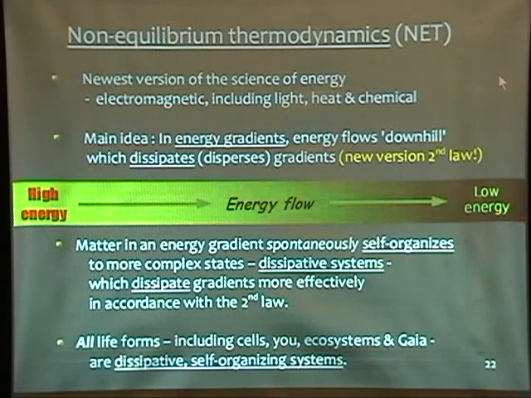All forms of life, including cells, you, ecosystems, and Gaia, are dissipative, self-organizing systems. And this gives us a way of looking at how life forms work over time. Now I want to show you some examples of self-organization, starting with some simple ones.